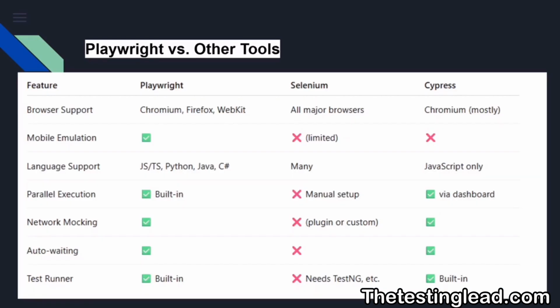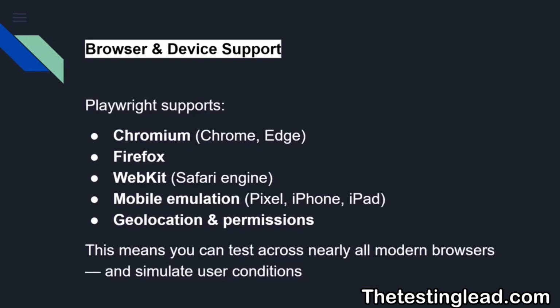Now, let's compare Playwright to other tools. As you can see, for all the major categories, Playwright comes out on top. For example, it's the only one that has mobile emulation. Now, in regards to browser and device support, Playwright supports Chrome, Firefox, mobile emulation, geolocation, and so on, meaning you can test across nearly all modern browsers and simulate user conditions.